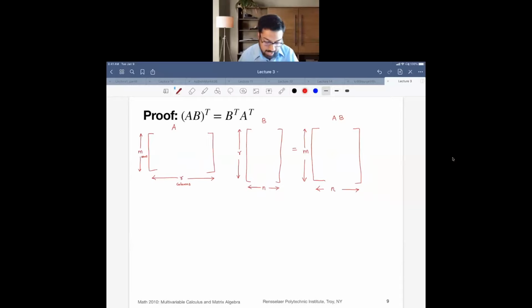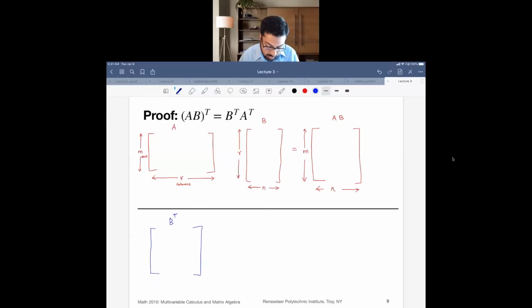That's what we can say about A times B. Now let's take a look at the other case, which is B transpose, then A transpose. Let's do B transpose first. What can we say about B transpose? This was R by N, and this becomes N by R because we transposed it.